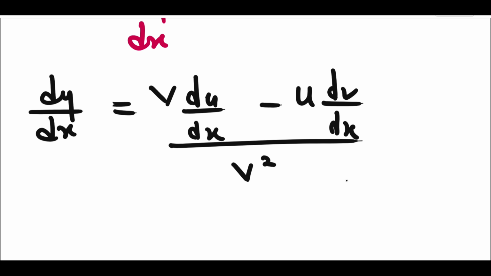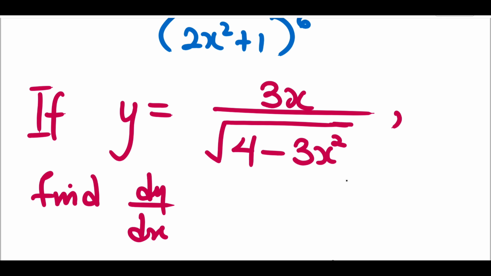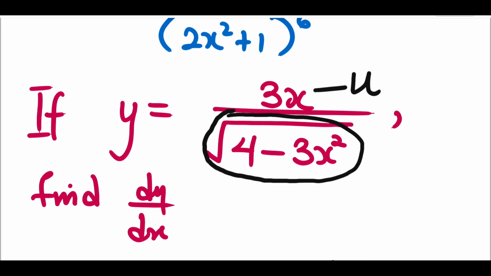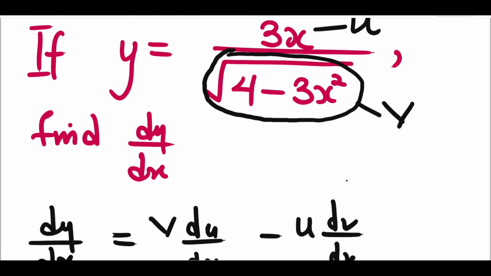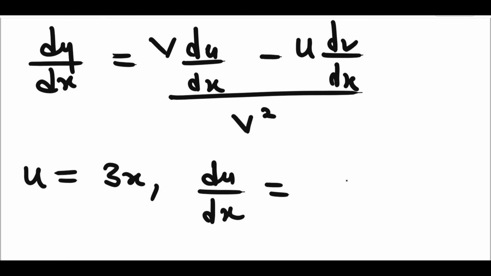Now, if we have a function with a numerator and a denominator, that is a fraction, the numerator becomes your u. So I'll use the letter u to represent 3x. Then I'll use v to represent the denominator, which is the square root of 4 minus 3x squared. So we have our u equal to 3x. We need to find the derivative of u with respect to x. So we differentiate u with respect to x, and we find du/dx to be 3.